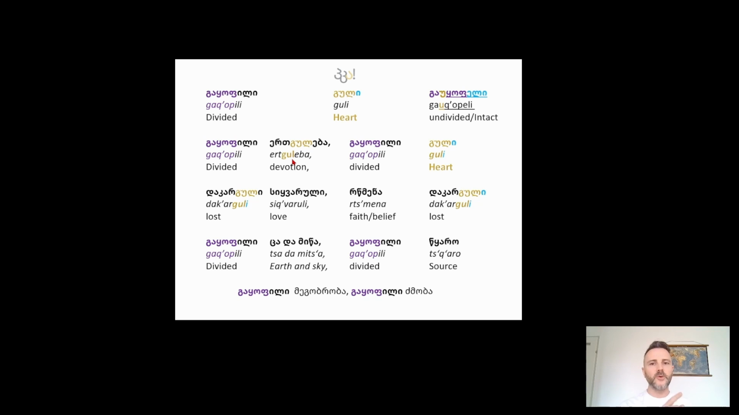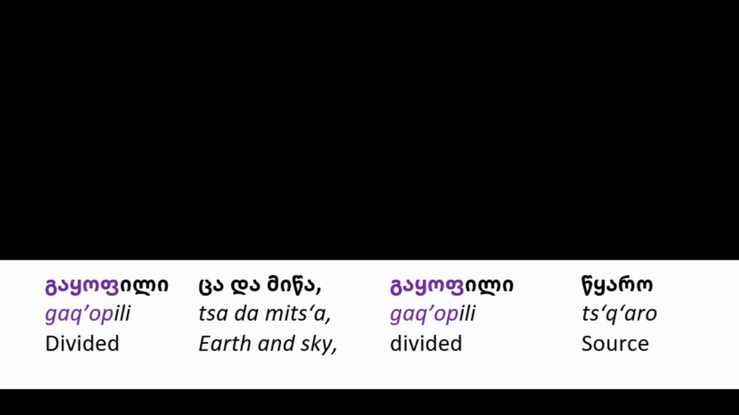But daq'arguli sikvaruli, now daq'arguli describes lost. Obviously, again, another wordplay with guli. Daq'arguli sikvaruli, lost love. Yeah, we can understand that. It's part and parcel of the life experience. It's hard-coded as if it were death. Rtsmena is faith. So, daq'arguli rtsmena. Yep. Lost faith makes sense. Again, guli, guli. It's a Georgian song.